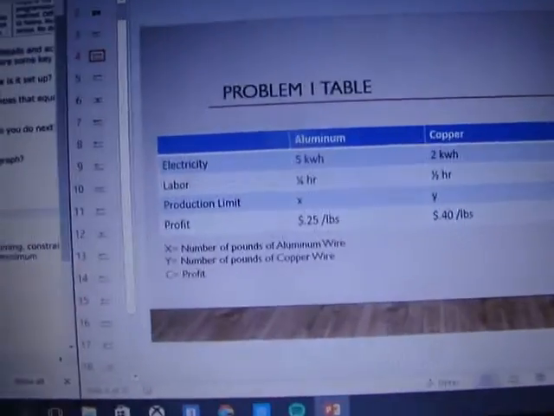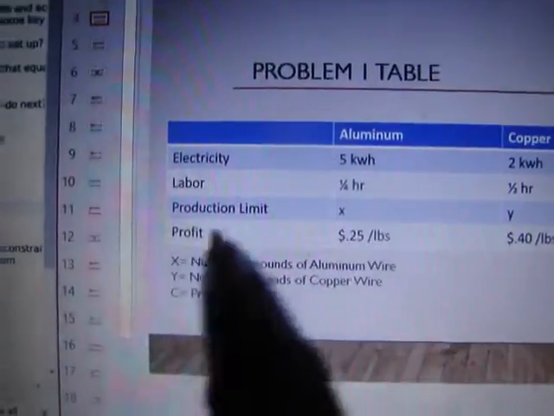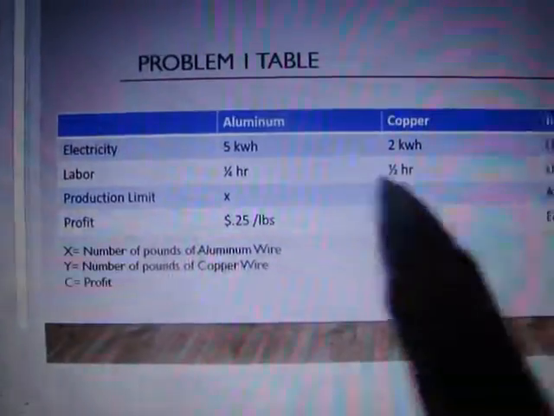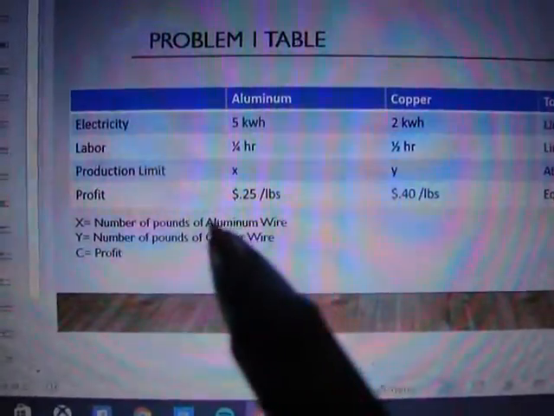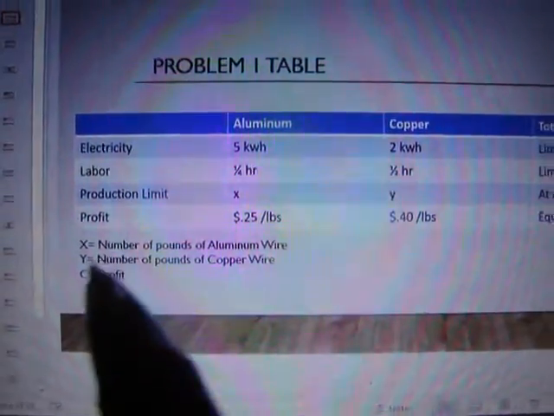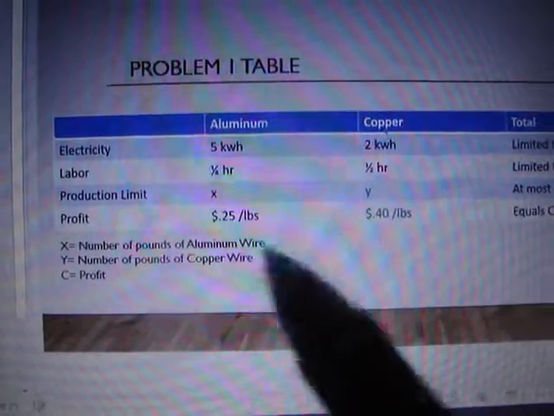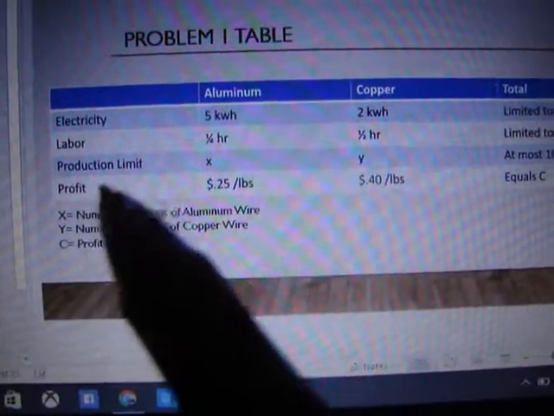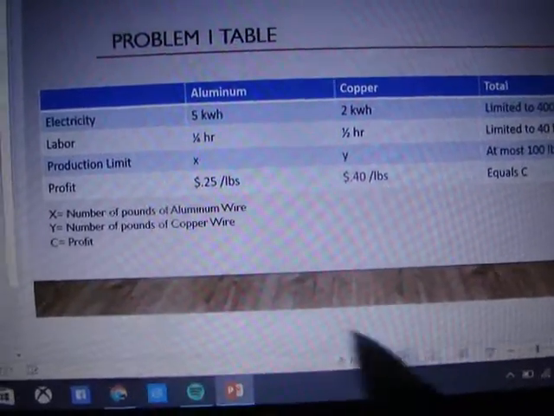Basically, this is exactly what we just made, but on a screen. We also talked about what the symbols are for this graph: X, Y, and C. X is the number of pounds of aluminum wire. Y is the number of pounds of copper wire. And C is the profit.